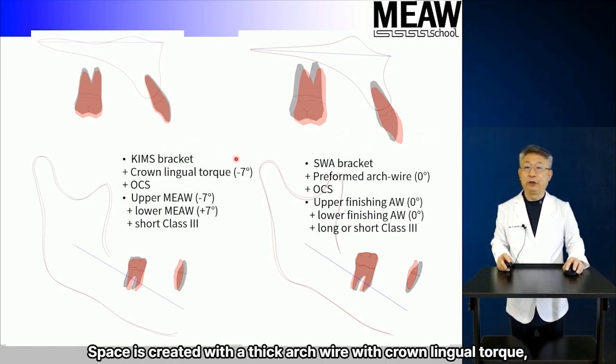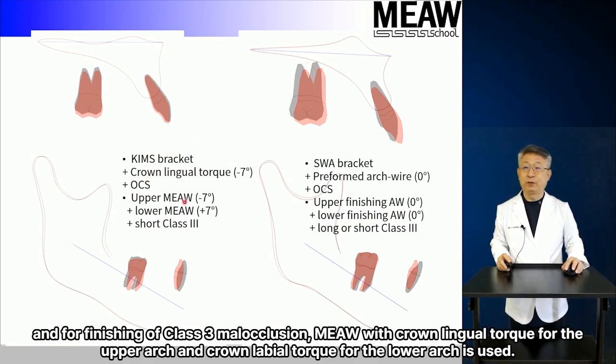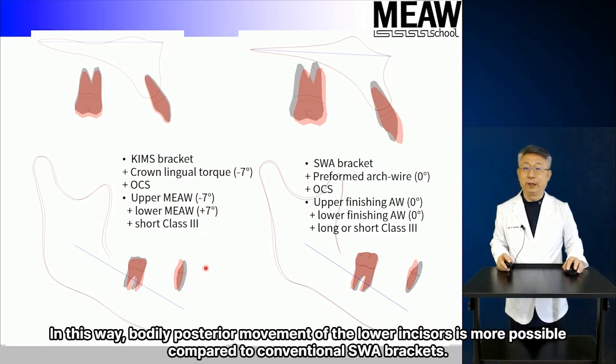Space is created with a thick arch wire with crown lingual torque. And for finishing of Class 3 malocclusion, MIAW with crown lingual torque for the upper arch and crown labial torque for the lower arch is used. In this way, bodily posterior movement of the lower incisors is more possible compared to conventional SWA brackets.